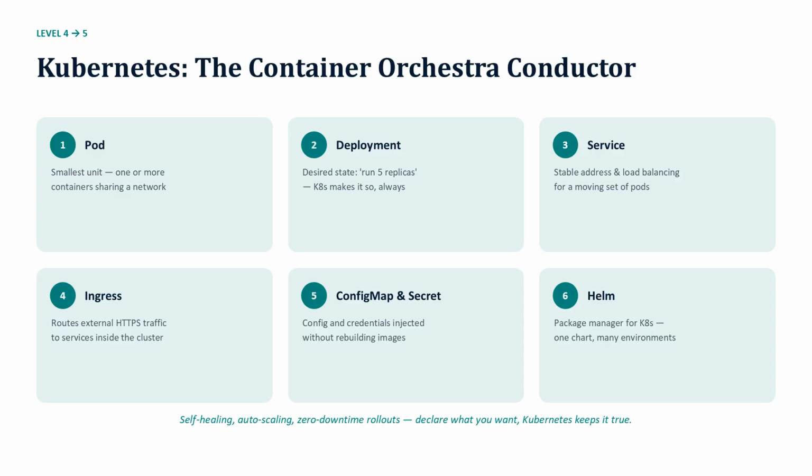The vocabulary. A pod is the smallest unit, wrapping your container. A deployment says, run 5 replicas of this pod. Kill 1, and Kubernetes instantly replaces it. A service gives that moving set of pods one stable address with load balancing, and an ingress routes outside traffic in. ConfigMaps and Secrets inject configuration without rebuilding images, and Helm packages it all up for reuse. It's self-healing infrastructure, and it's the industry standard.